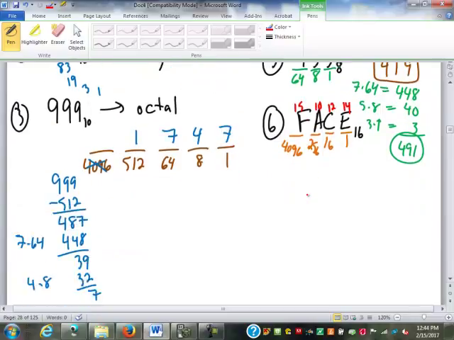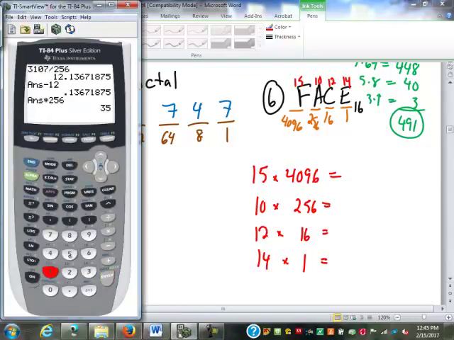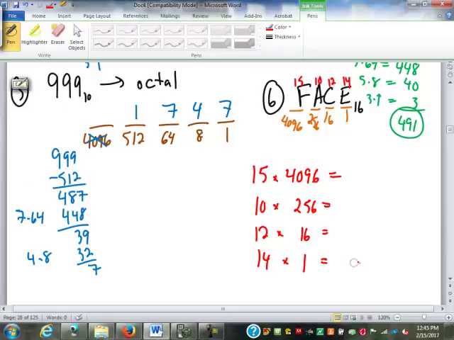So to convert that, F is 15 times the 4096. A is 10 times the 256. C is 12 times the 16. And then E is 14 times 1. So I'm just going to punch this all in. 15 times 4096 plus 10 times 256 plus 12 times 16 plus 14. 64,206.